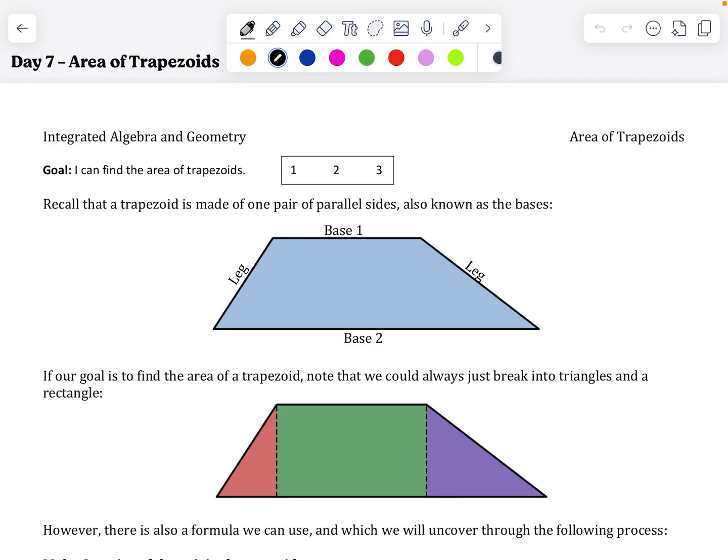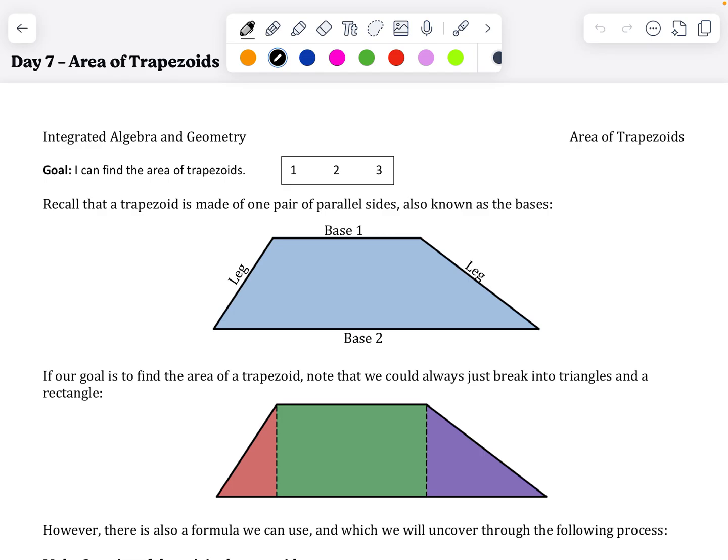All right, this lesson's on the area of trapezoids, and we have one goal for today: I can find the area of trapezoids. You can go ahead and pre-rate yourself 1, 2, or 3. Do you know the area formula? Do you know how to use it already? Rate yourself. All right, so recall, we already learned about trapezoids, just not how to find the area.